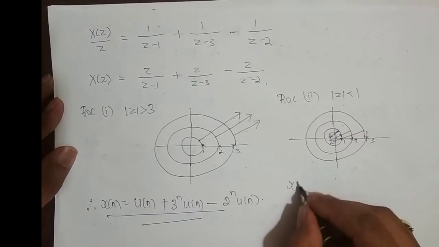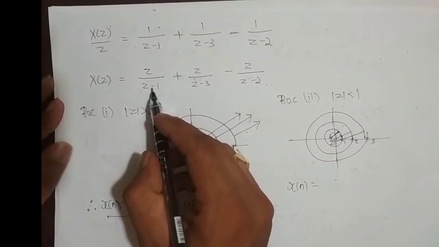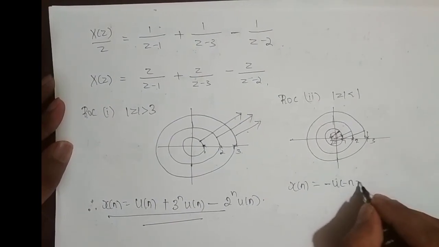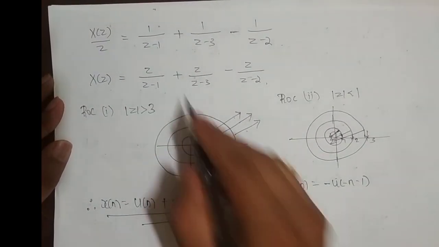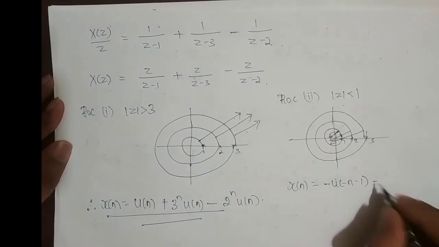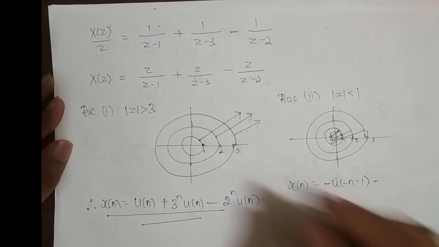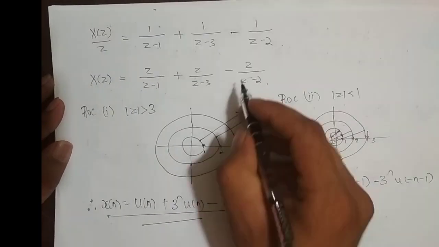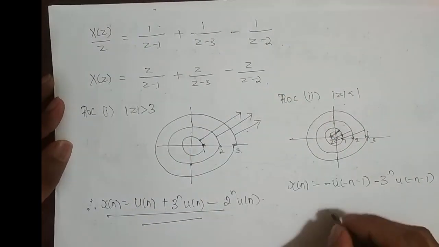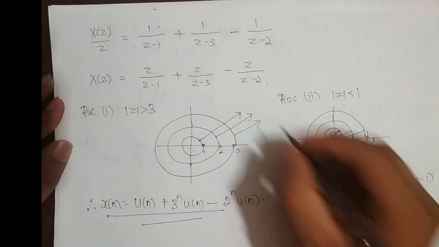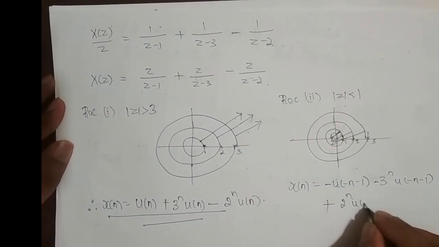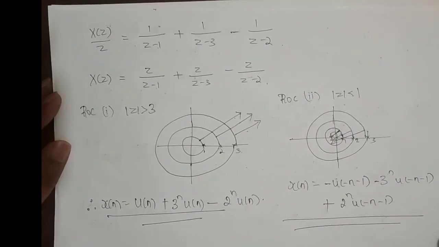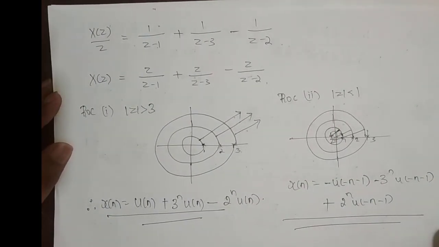So what is the inverse z transform of this, if it is a left sided sequence? Minus u of minus n minus 1, right? I have to change the sign. What is the inverse z transform of this? I have plus, I have to make minus. So this is 3 power n u of minus n minus 1. Now what is the inverse transform of this? I have minus, here I have plus, so it is 2 power n u of minus n minus 1. So this is the inverse z transform for magnitude of z less than 1.